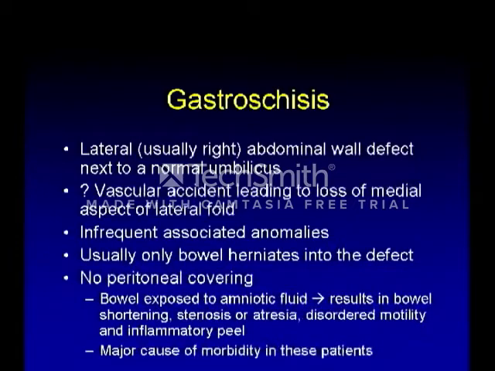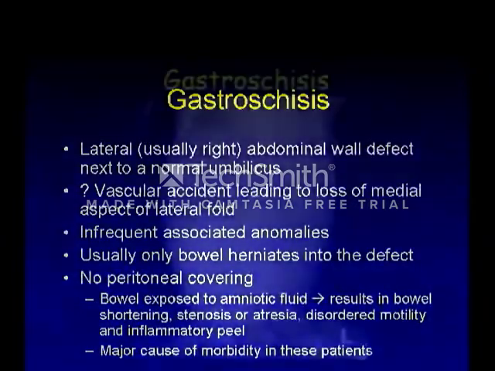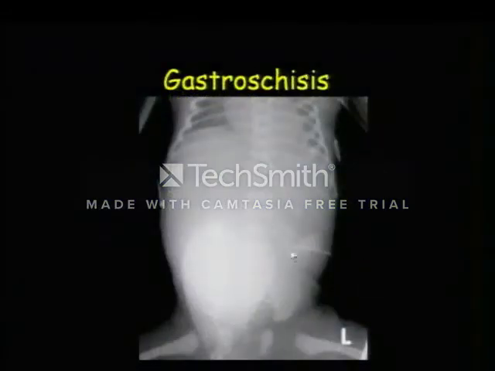Because of that, the bowel is exposed to amniotic fluid, and you'll get a very strong fibrotic and serous response with an inflammatory peel, and there can be neuronal disruption of normal bowel peristalsis in the bowel that was out in the amniotic fluid. So even after they repair these patients, there can be some difficulties related to this lesion. Here's an example of a gastroschisis. You can see the umbilical arterial catheter coming in and the bowel defect with soft tissue mass to the right of the umbilicus.